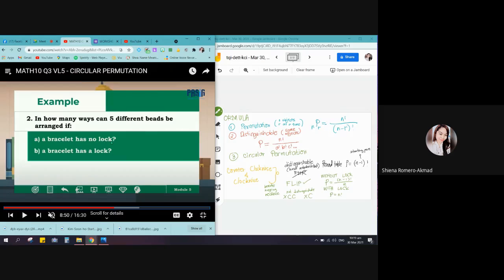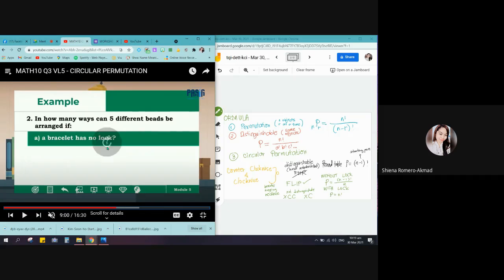So kung walang lock, we have 5 minus 1, that's 4 factorial, divided by 2. 4 factorial is 4 times 3, 12 times 2 is 24, divided by 2 is 12. So sa letter A, ang answer ay 12 ways. Bakit tayo nag-divide sa 2? Bakit n minus 1 factorial divided by 2? It is because siya ay walang lock.